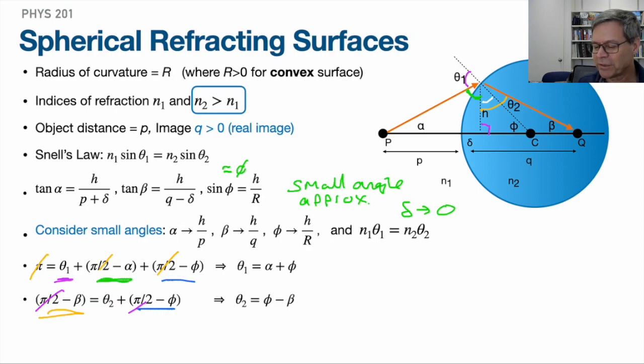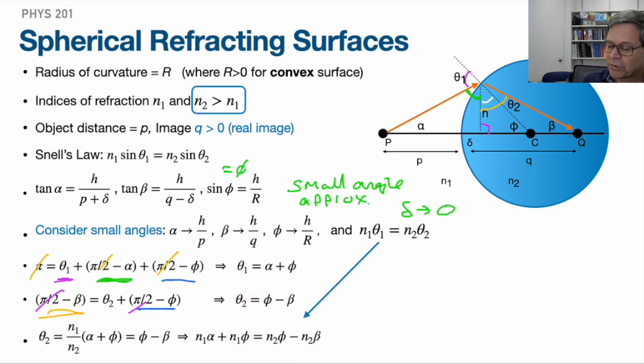Because we know those angles, alpha, beta, and phi, involve things like the object distance, the image distance, and the radius of curvature. So we're going to plug in now from Snell's law, at least the small angle version of it, these values for theta 1 and theta 2. So I do so, and here's what we do.